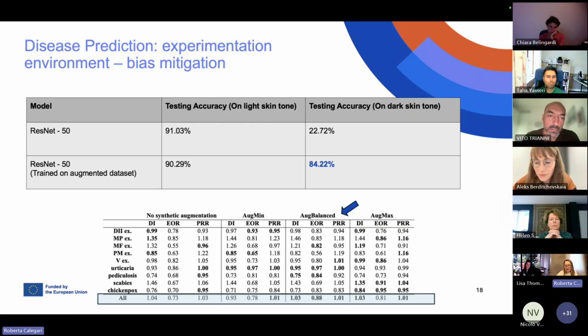My final message is that, of course, we need this kind of tool for experimenting with fairness, but we really need to work all together to make this happen.